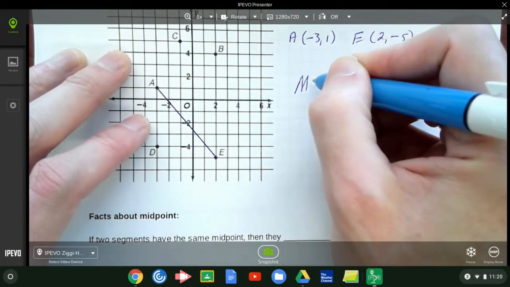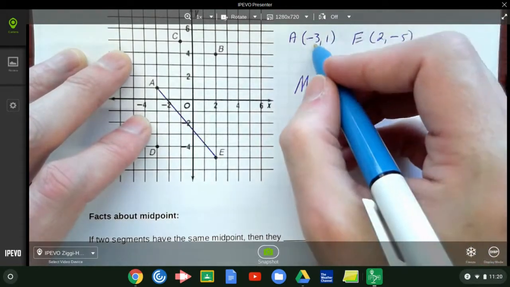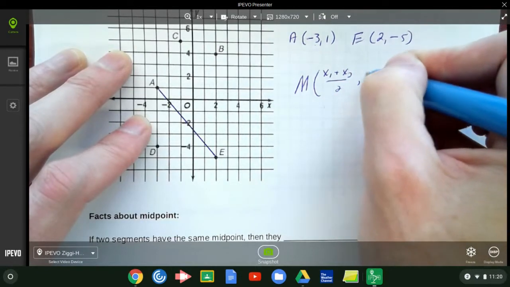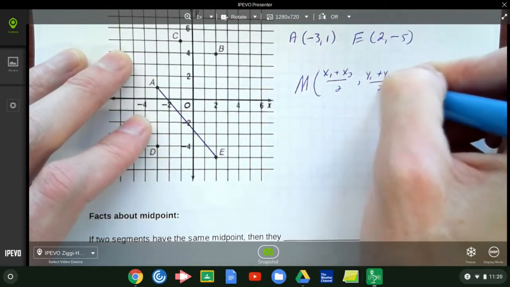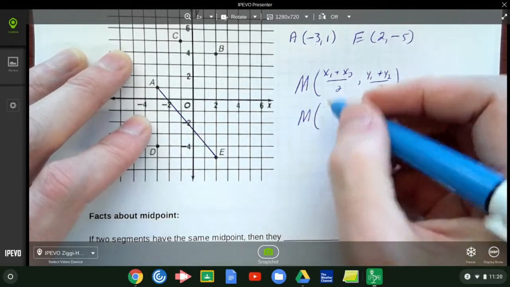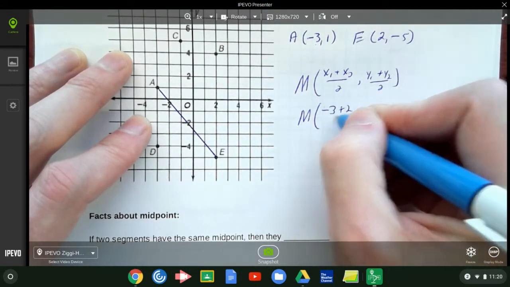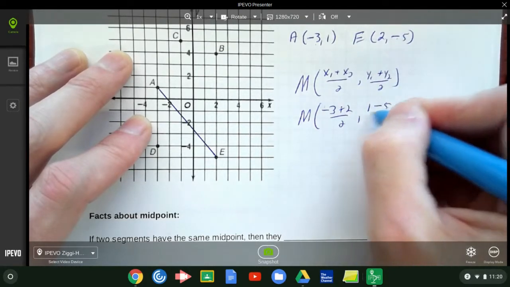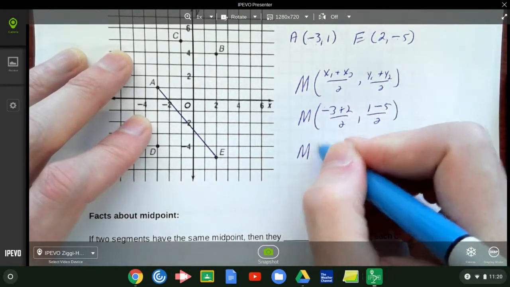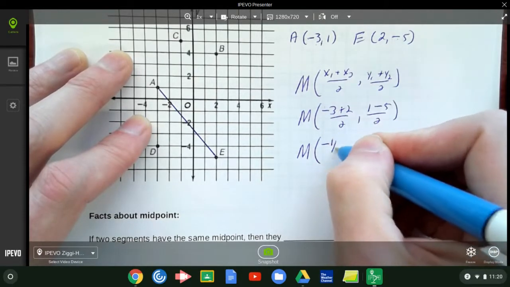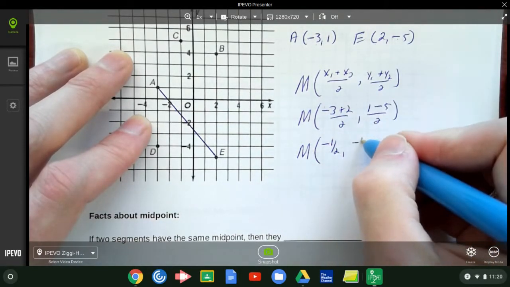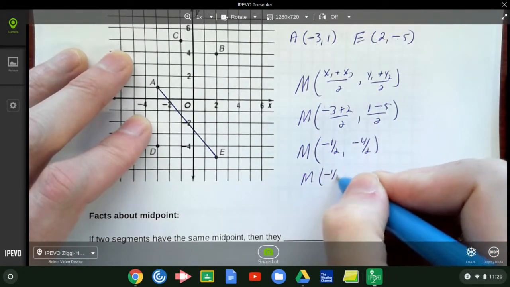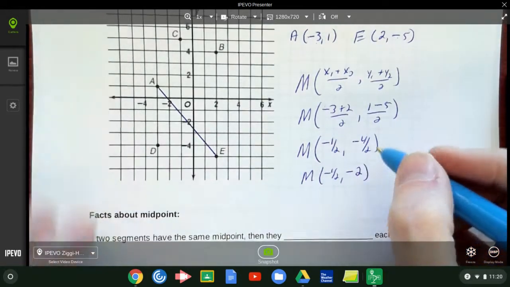My midpoint will be, I'm adding now, negative 3. In fact, you know what? Let's write out the formula. It's always a good idea to write your formulas because then you're going to start to remember them. So the midpoint is negative 3 plus 2 over 2, and 1 plus a negative 5. So that's going to give me a negative 1 over 2, and this will give me a negative 4 over 2, and I'm going to simplify that if I can. Negative 1/2, negative 2, and there's my midpoint.